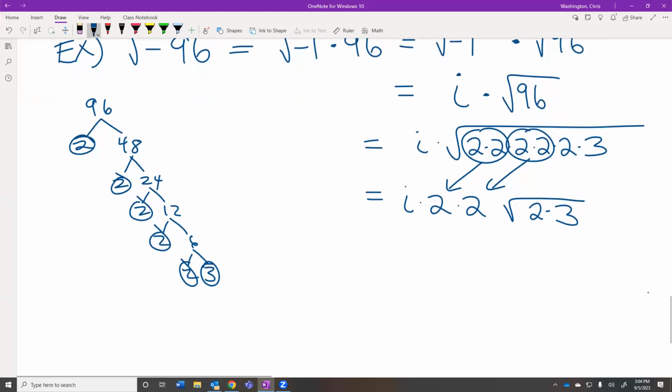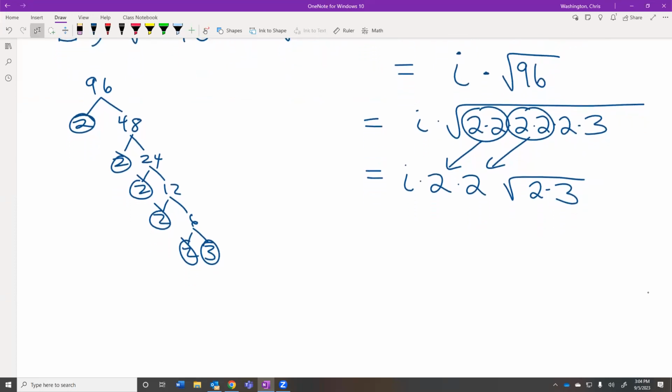I'm okay if you use the calculator. And now we can multiply the things on the outside together and the things on the inside together. 2 times 2 is 4, and 4 times i is 4i. And 2 times 3 is 6. If you don't want to write it that way, you don't have to. As long as it looks like an i, it doesn't matter.